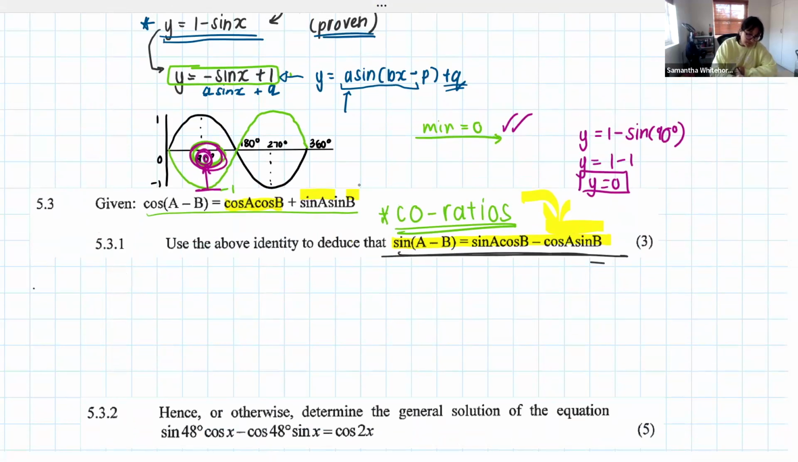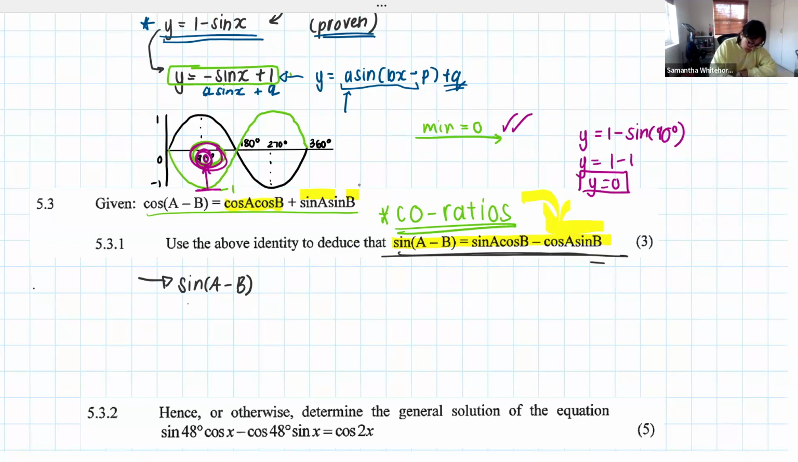So we know already, based on what we've been given, that we want to prove that sine A minus B is equal to that whole thing. That we were given a cos situation. That's not a problem. I need to work with cos. The way I get the sine from a cos is to say cos 90 minus. Cos 90 minus will produce the sine that I'm wanting.